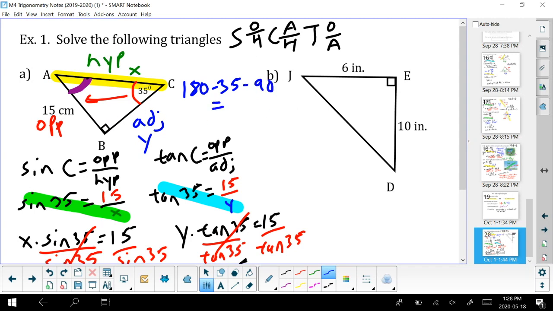So 180 minus 35 minus 90 leaves us with 55. So 180 minus 35 minus 90 gives us 55 degrees. So we can say that angle A is equal to 55 degrees. So we have solved for all angles and all sides of this triangle.